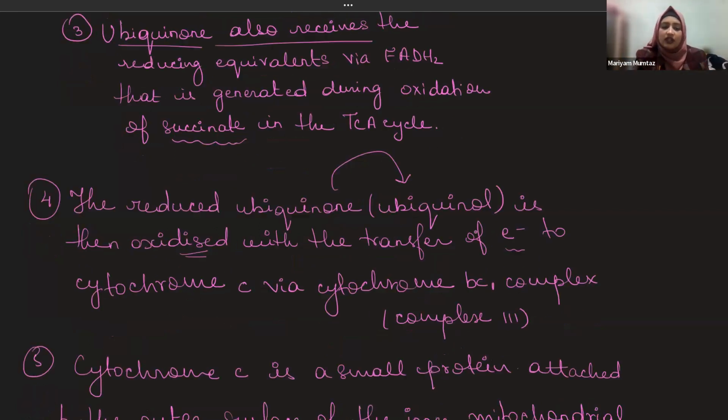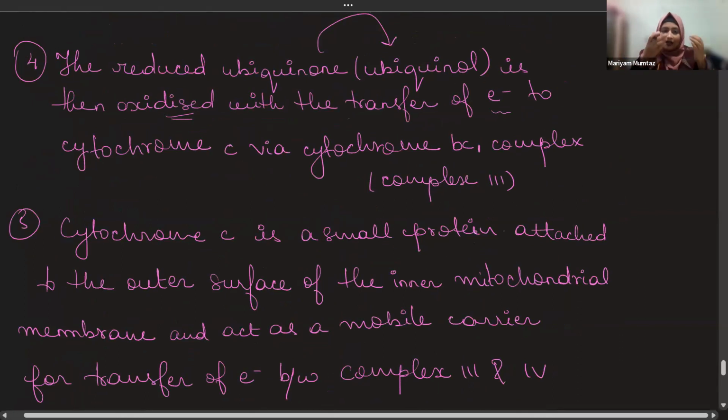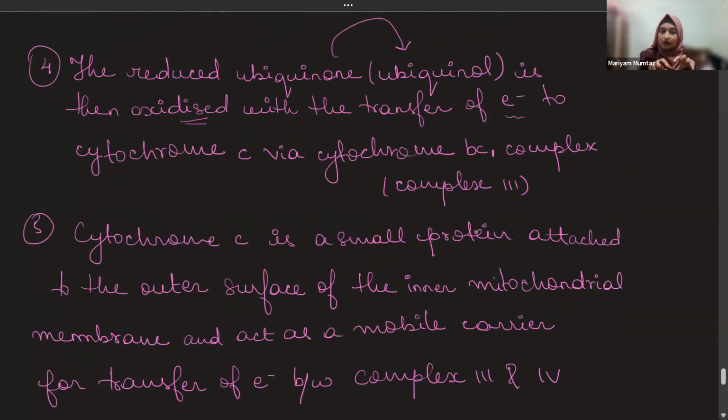Later on, what will happen after the electrons come onto cytochrome C? Cytochrome C is a small protein. It is a mobile carrier protein, attached to the outer surface of the inner mitochondrial membrane. Outer surface of the inner mitochondrial membrane. Getting the location?